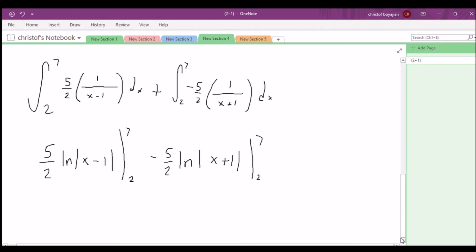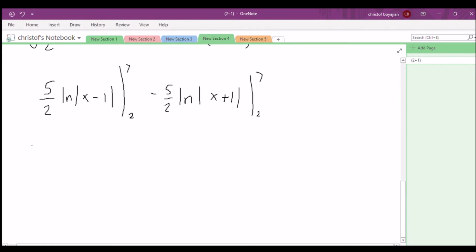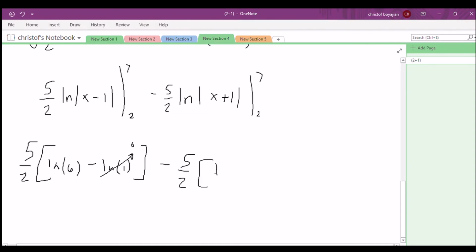All right, so let's go ahead and evaluate this. So I'm going to leave 5 over 2 out here. So I'm going to just say this is 5 over 2 times the natural log of 7 minus 1. So that's the natural log of 6 minus the natural log of 2 minus 1, which is natural log of 1. And we know natural log of 1 is 0, right? So let's go ahead and say that's 0 minus 5 over 2 times the natural log of 7 plus 1, that's 8, minus the natural log of 2 plus 1, that's 3.